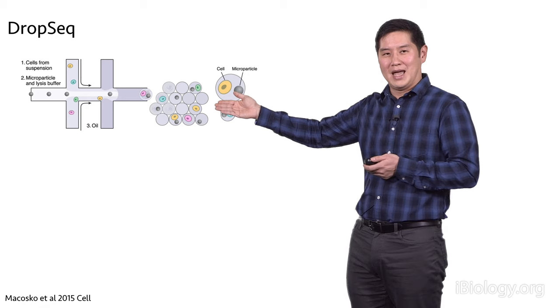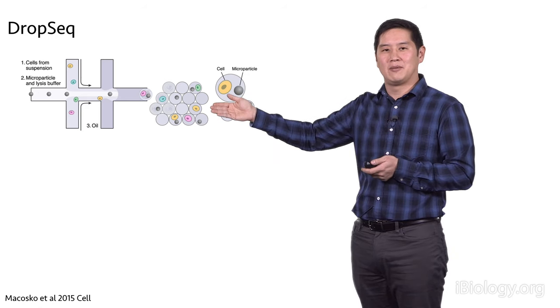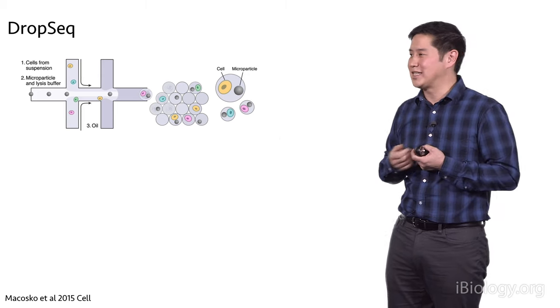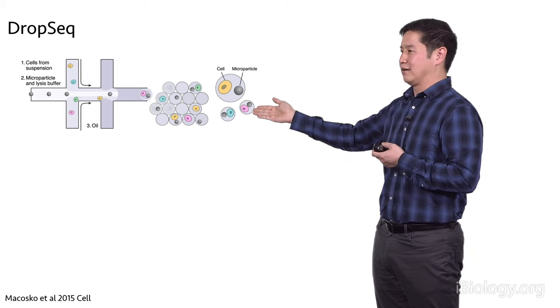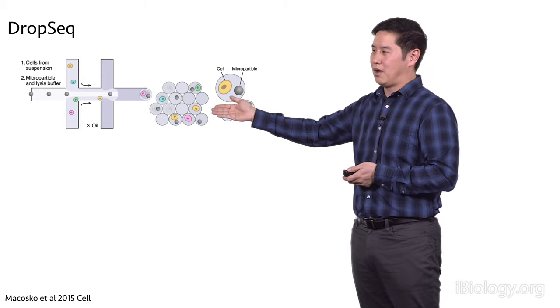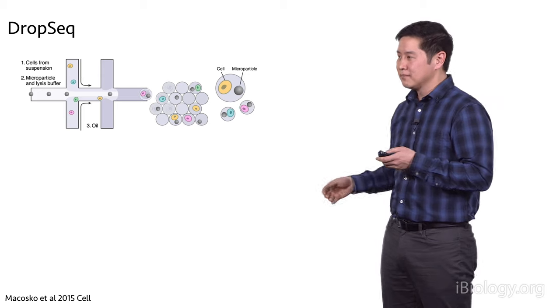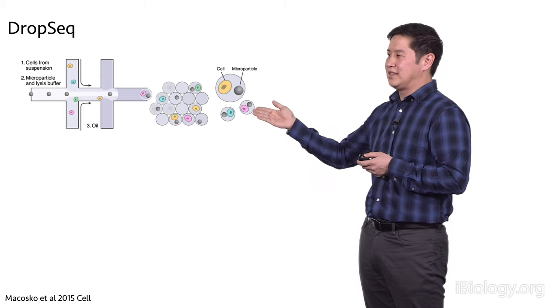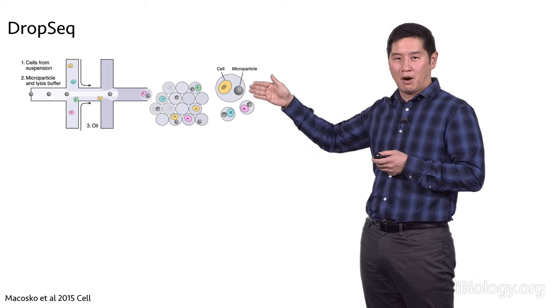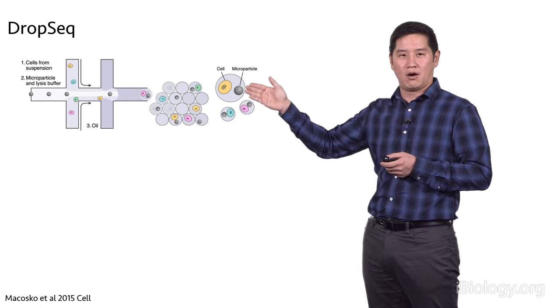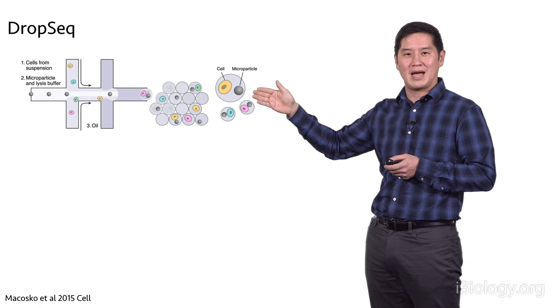Most of those droplets will be empty. Some droplets will contain a bead. Some droplets will contain a cell. And a small fraction will contain both a bead and a cell. That's depicted over here. Again, a small minority of the droplets will contain both one cell and one bead. What's special about these beads is that each of these beads has many barcoded oligo dT oligos on the surface. This will allow it to capture the RNA that comes from each of the cells that are co-encapsulated.